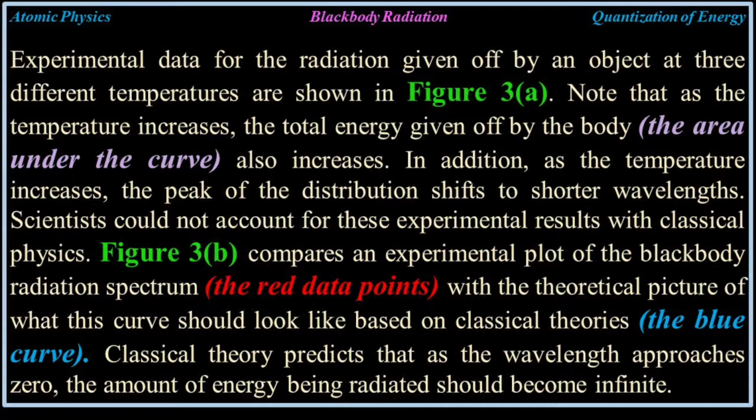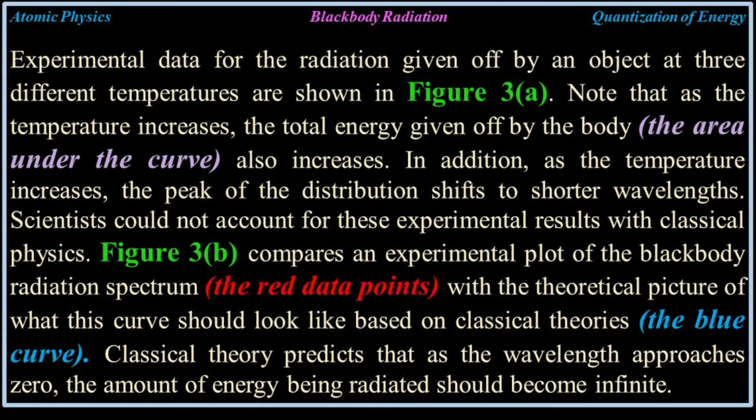Experimental data for the radiation given off by an object at 3 different temperatures is shown in Figure 3a. Note that as the temperature increases, the total energy given off by the body, the area under the curve, also increases. In addition, as the temperature increases, the peak of the distribution shifts to shorter wavelengths. Scientists could not account for these experimental results with classical physics.